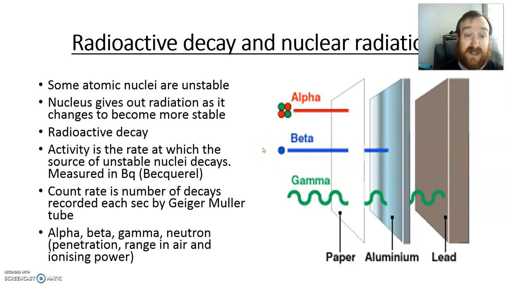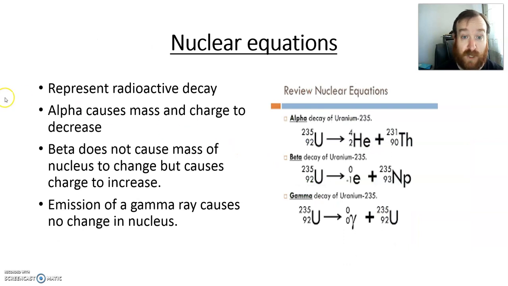You need to know that some atoms are unstable and will give out this radiation. We call that radioactive decay. You need to know that it's measured in becquerels. You need to know that we detect it with a Geiger-Müller tube. Okay, you need to know the different ionization values of alpha, beta, and gamma. You need to know and be able to use and rearrange.